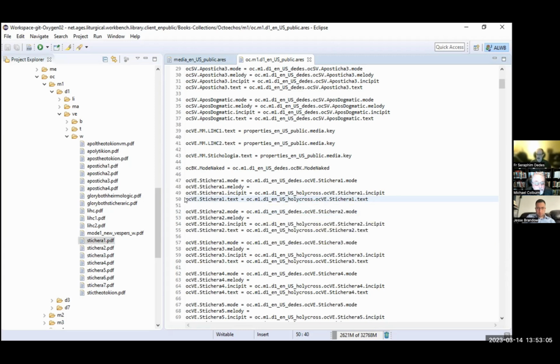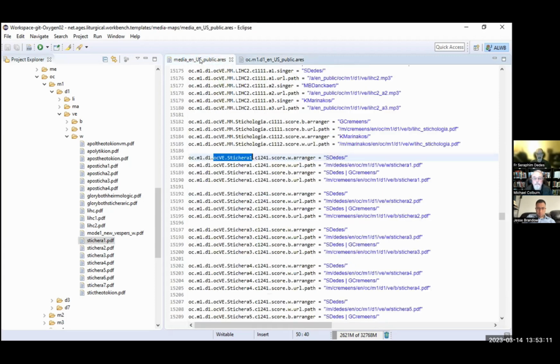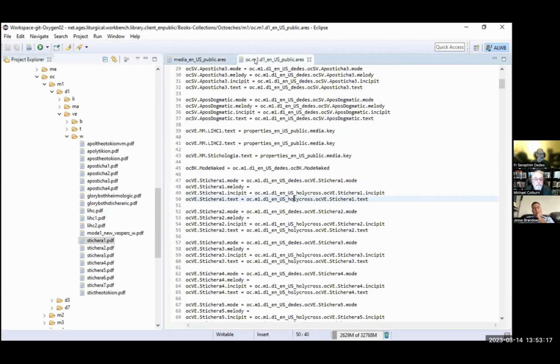All right, so far, are there any questions? Okay, so there is a connection between the media map and the Aries file, the library file that has the actual text that is the lyrics of the score being used.